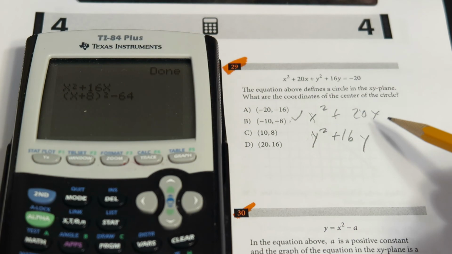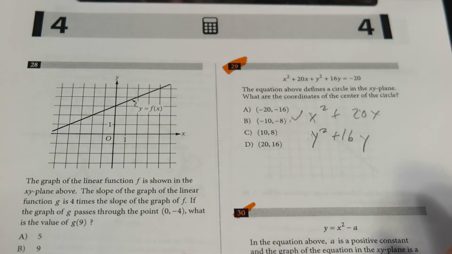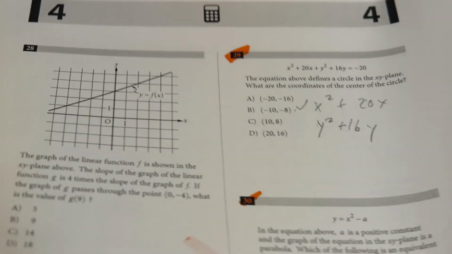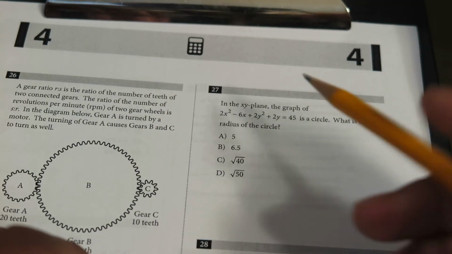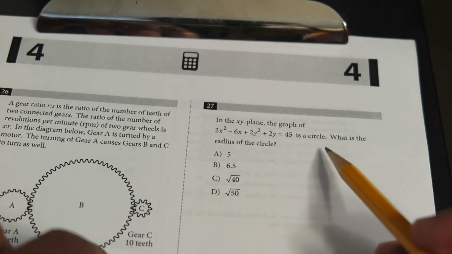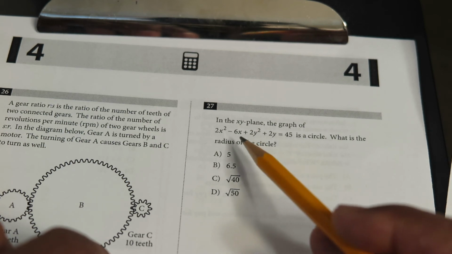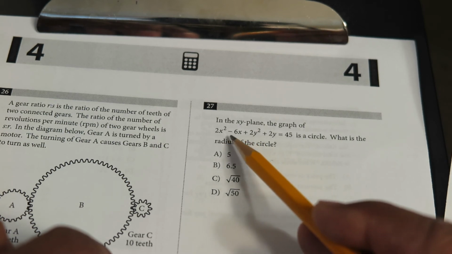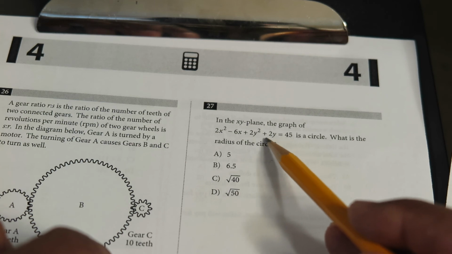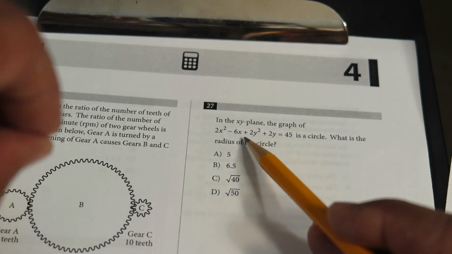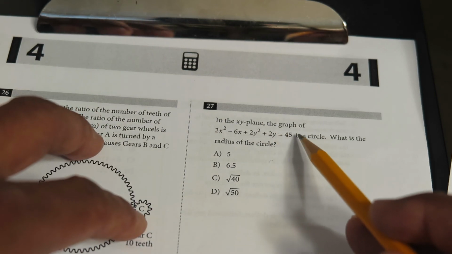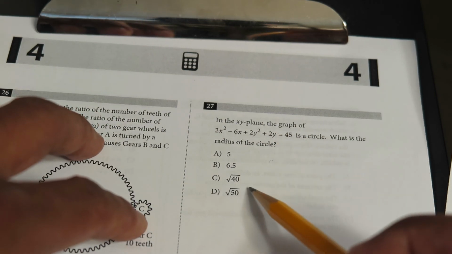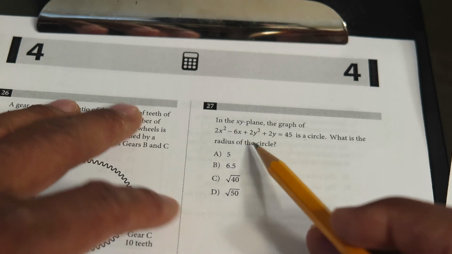Now, the reason that I showed you this is occasionally they will give you a problem where you actually have to, like number 27 here. In this case, we're trying to find the radius of the circle, so we would complete the square for this part, and then complete the square for this part, and add those numbers to both sides, and then take the square root of this to find that out.